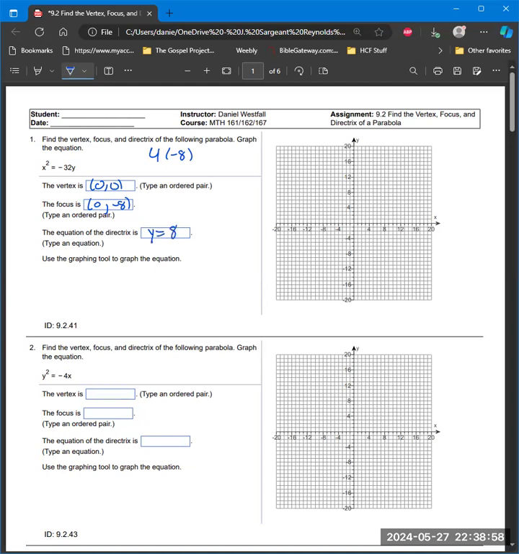So we have y equals 8 up here. And we have (0, 0). And the focus is at (0, -8). These are the key features. So 8 is there.